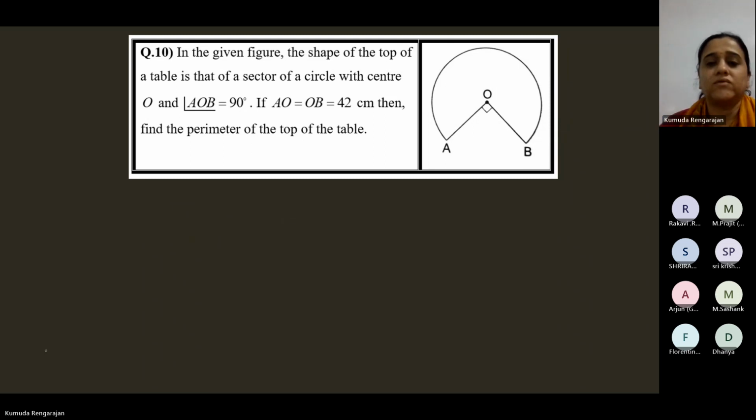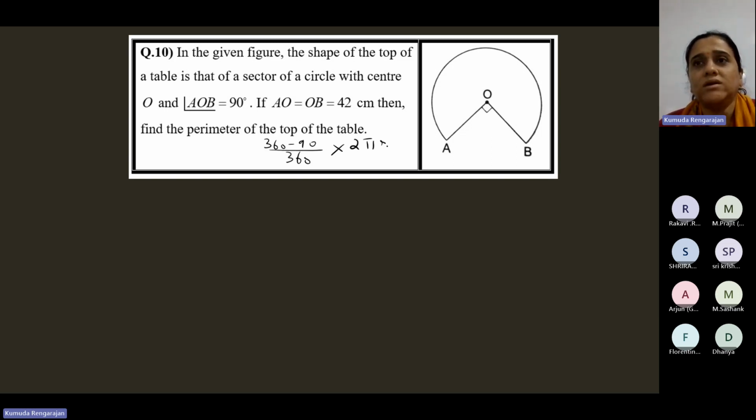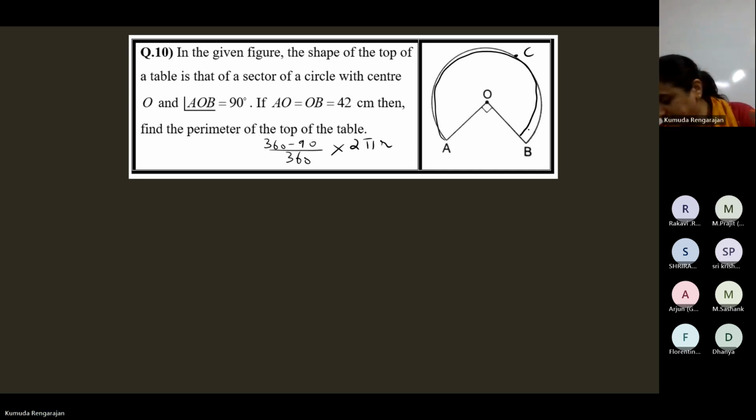Okay. Fine. So yeah, you're right, Danya. So 360 minus 90, that is 270 by 360 into 2 pi r will give you the length of the major arc ACB. Okay, then that's all.